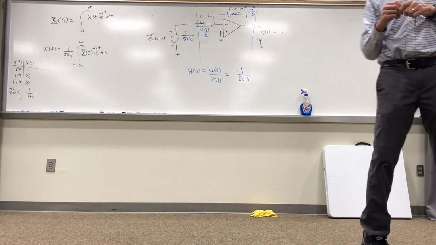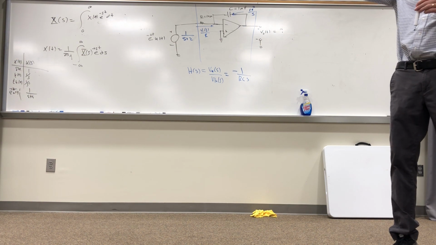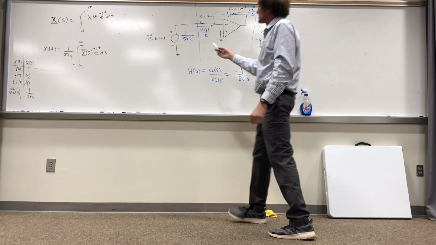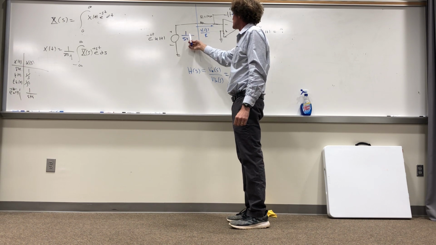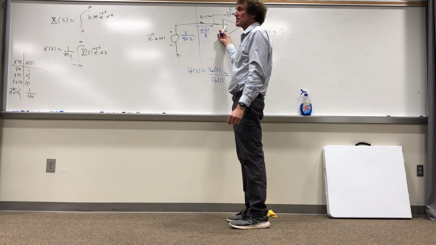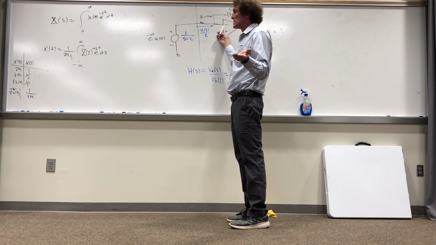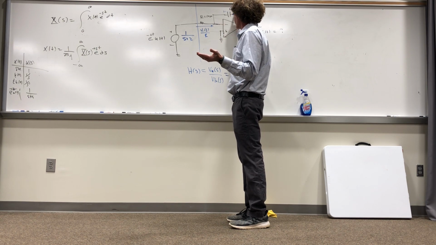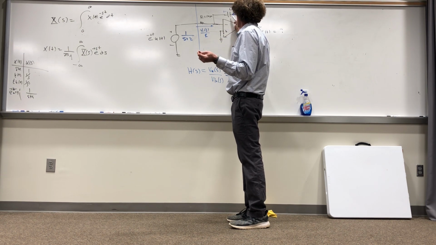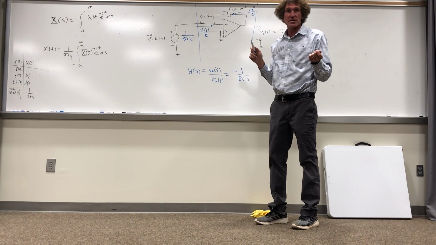We've done that problem several times. I can go through it. What I can say is that this is V in of S divided by R, the current there. How much current enters the negative terminal? Zero. It all flows this way. Therefore, the voltage here would be that current times that impedance, 10 to the third over S, correct?